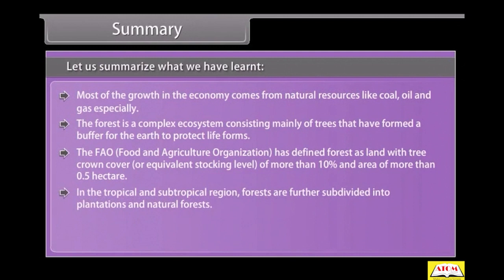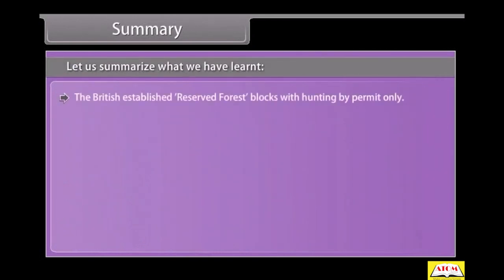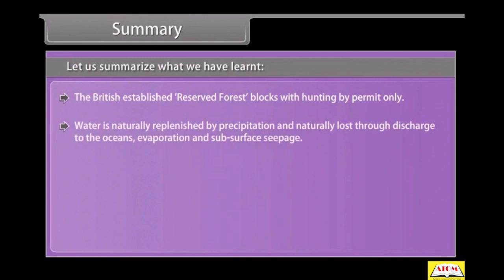In the tropical and subtropical region, forests are further subdivided into plantations and natural forests. Ashoka the Great is said to have set up the first sanctuary to protect the forests and all life in it. The British established reserved forest blocks with hunting by permit only. Water is naturally replenished by precipitation and naturally lost through discharge to the oceans, evaporation, and subsurface seepage.